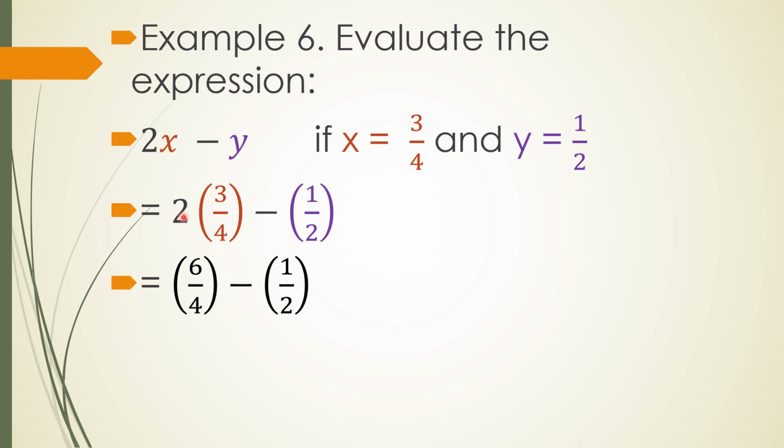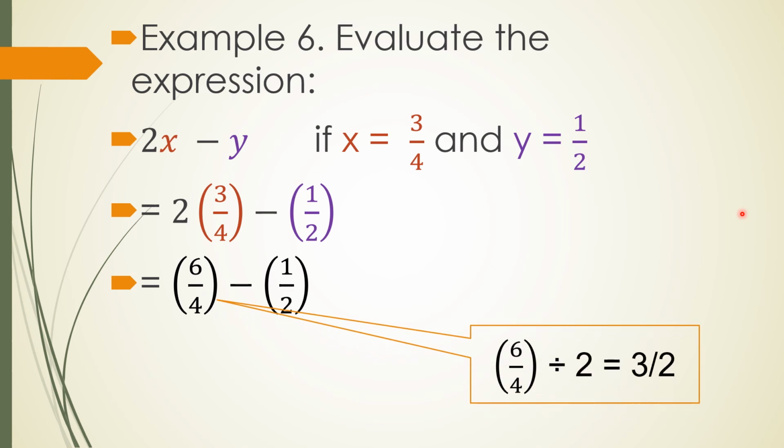So unahin natin si multiplication. 2 times 3 equals 6 over 4 minus 1/2. And since we can simplify 6/4 by dividing by 2, we have 6 divided by 2 is 3 and 4 divided by 2 is 2. So ayan, meron na tayong ngayong magkamukhang denominator. So pwede na natin i-subtract. So 3 minus 1 is 2 and then divided by 2. So the answer is 1.